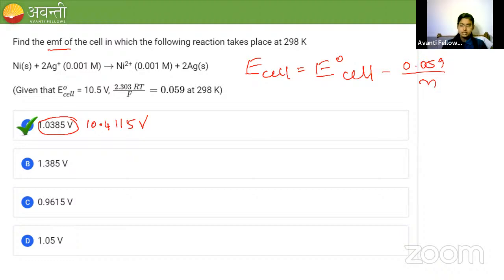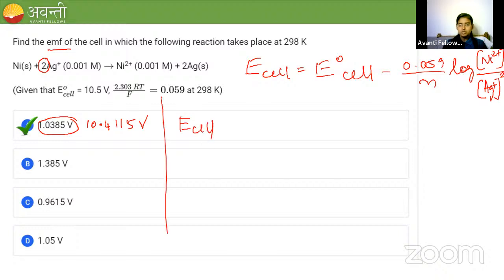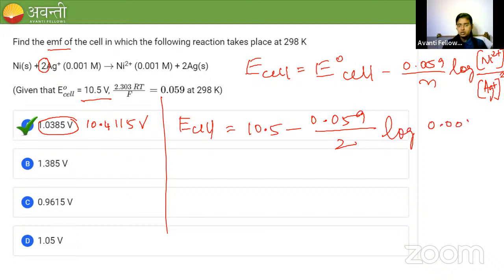Very good, Ramya. This Nernst equation, into log of the oxidized ion, which is nickel 2 plus concentration, divided by silver. Silver is getting reduced, so Ag plus concentration, but we are having 2 Ag, so the 2 has to go to the power. Okay. So E cell is equal to E naught cell value, which is given here. It is 10.5 minus 0.059 divided by 2, because the number of electrons lost or gained is 2, into log of the oxidized ion concentration, which is 0.001, and the reduced ion concentration is also 0.001. But here the power is there.